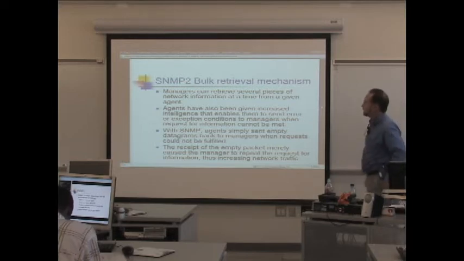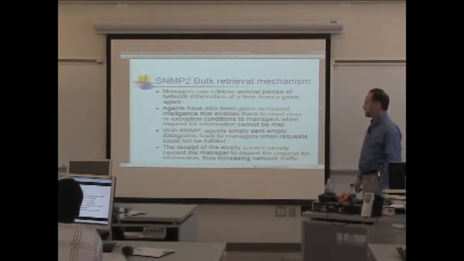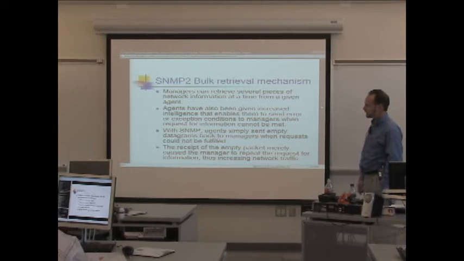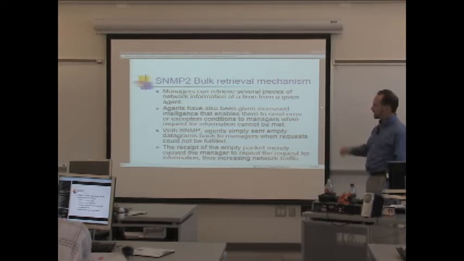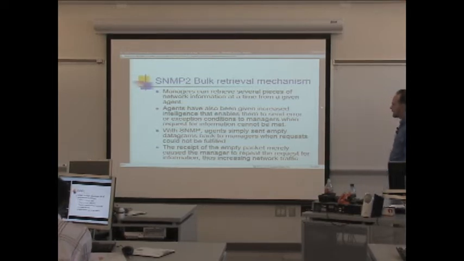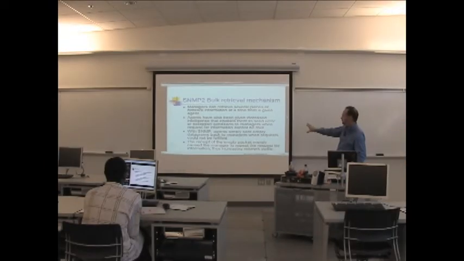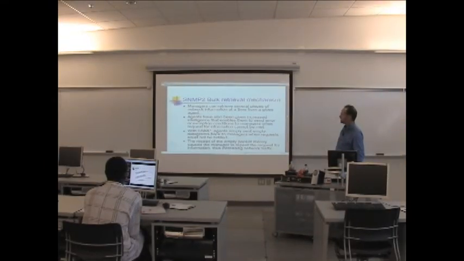Agents have also been given increased intelligence, which enables them to send error or exception conditions to the managers when a request for information cannot be met, so that reduces that polling issue we talked about. With SNMP, agents simply sent empty datagrams back to managers. We talked about that. The empty packet merely caused the manager to repeat the request. So all of those last three really just deal with the whole polling issue. So that's polling and the ability to get more information in one grab.